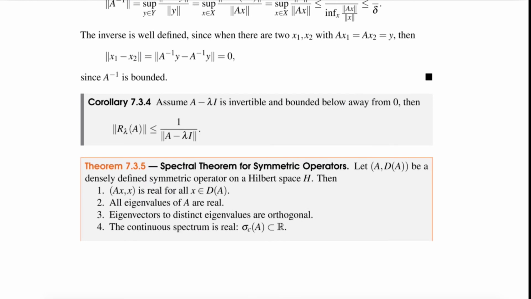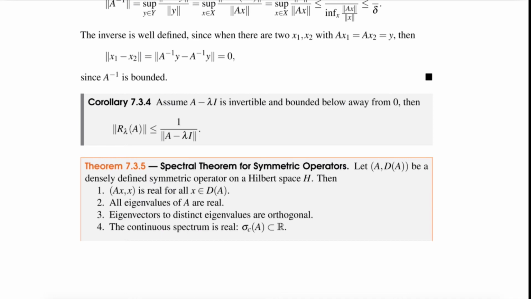Now this has a beautiful corollary, 734. So if A minus lambda I is invertible and bounded below away from 0, then we can find the resolvent, and the resolvent is also bounded by 1 over A minus lambda I. So this was the last ingredient we need for the spectral theorem of symmetric operators, which is here.